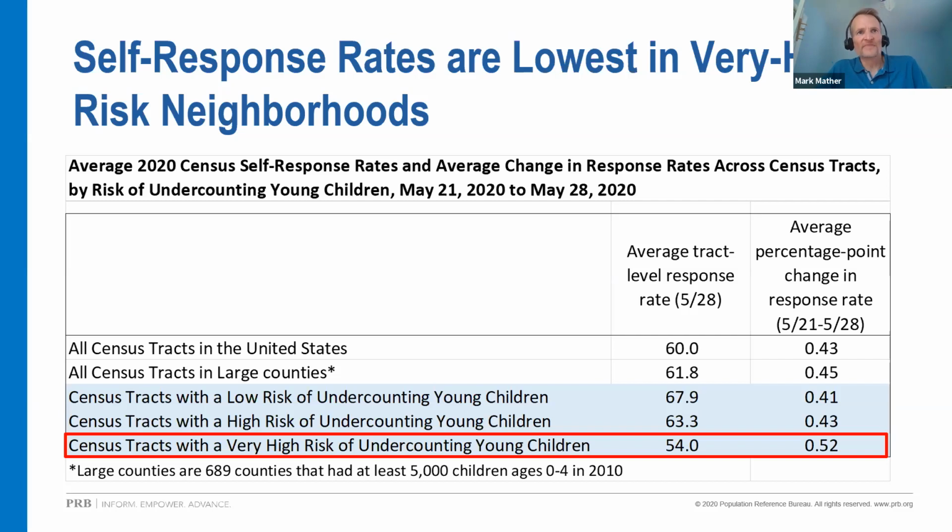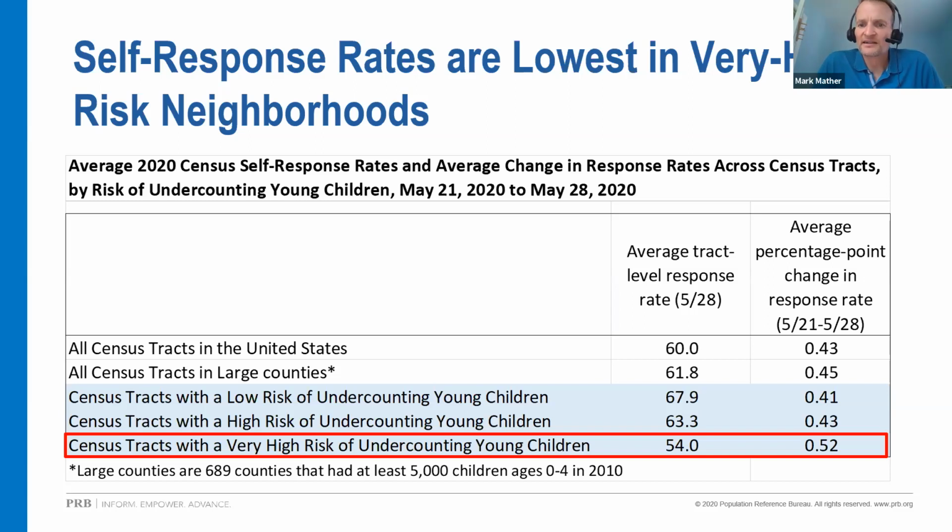So that response rate is 68% for tracts that we've classified as having a low risk of undercounting young children. It's 66% for tracts with a high risk, 63% for tracts with a high risk of undercount. And then it drops all the way to 54% for those tracts with a very high risk of child undercount. So maybe it's not that surprising that we see this pattern, but I think it means that it really is worth taking a closer look at those tracts that are in this high risk, very high risk category, because those seem to be the tracts that are doubly disadvantaged across these two measures.